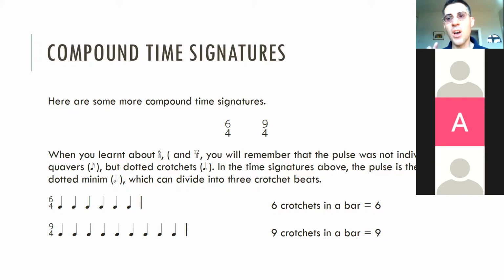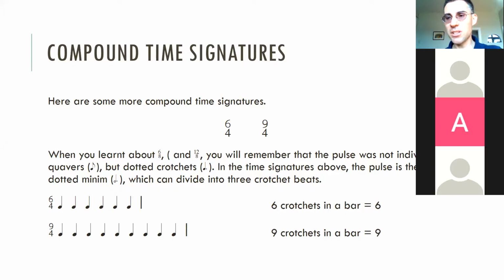But because these are compound times, they're going to be grouped in groups of 3 crotchets. So in 6/4, there will be 2 groups of 3 crotchets. 1, 2, 3, 4, 5, 6. Just like in 6/8. 1, 2, 3, 4, 5, 6. The pulses here are not dotted crotchets, but dotted minims.